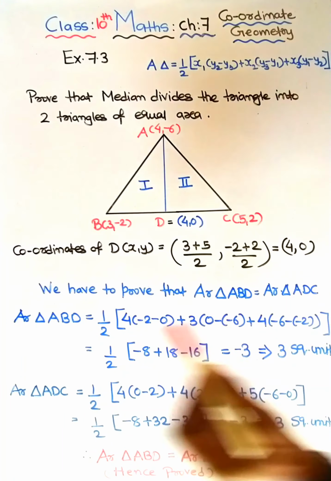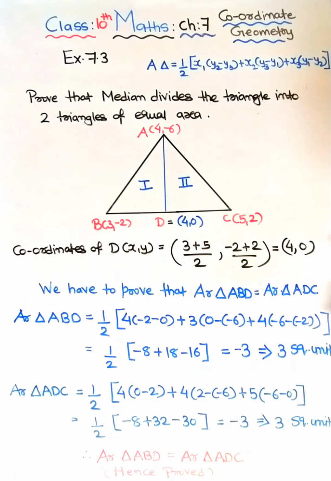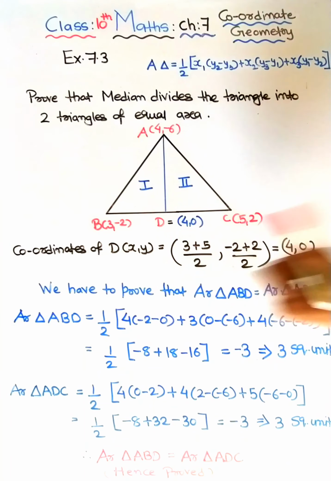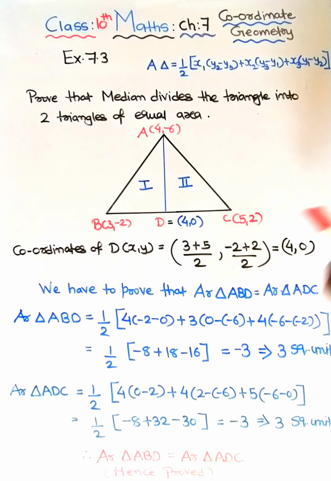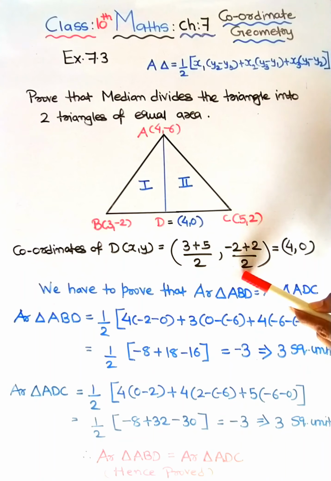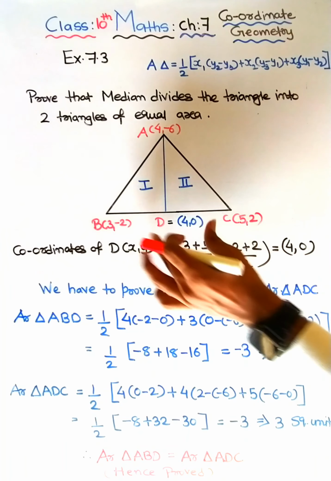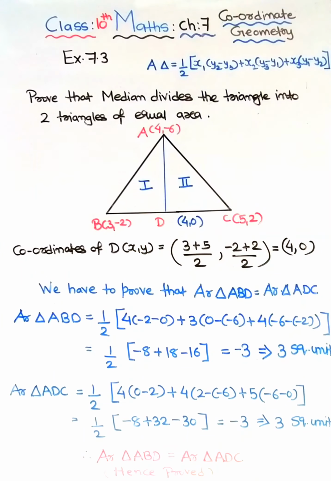So let us go for the first one, that is the coordinates of D, (x, y). Now you see carefully, D is the median, that means it is the midpoint of B and C. So (3 plus 5) by 2, that is (x1 plus x2) by 2, and (y1 plus y2) by 2, so (-2 plus 2) upon 2. So we got our first answer, that is (4, 0). Now if we have got D, then we can easily find out these two areas.